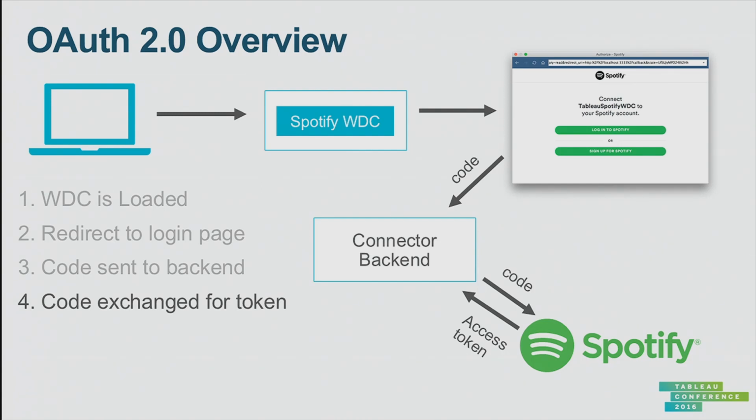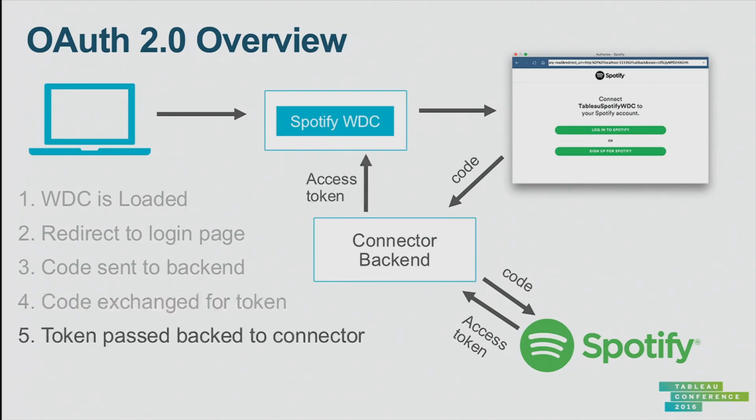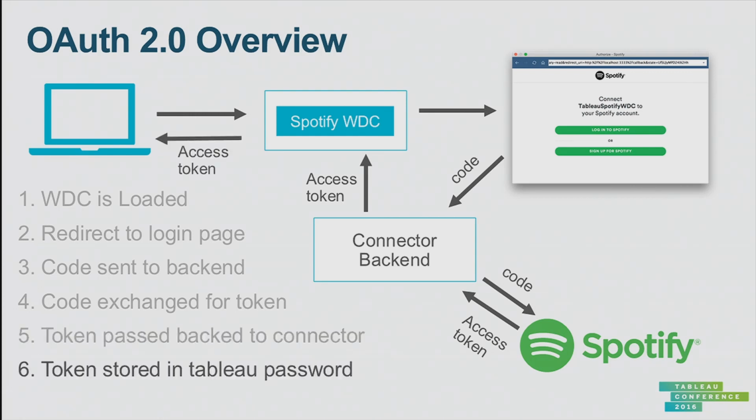So in the bug I was showing before, I wasn't setting the access token properly, so Spotify said you're not allowed to access this resource. So then the final step after we get the access token back is we send the access token down to our web data connector, and then the web data connector will store it in the Tableau.password field. So that's actually the flow of how kind of OAuth works in Tableau.